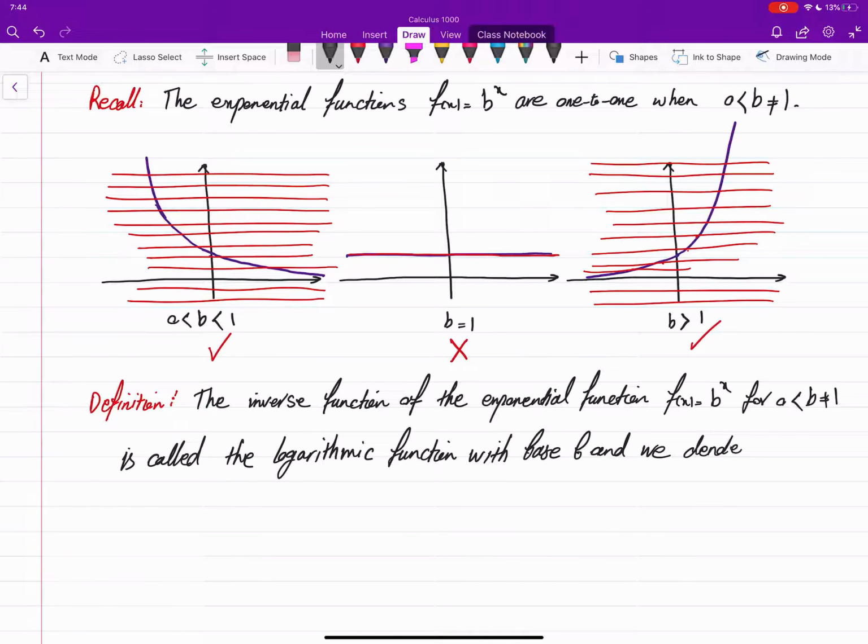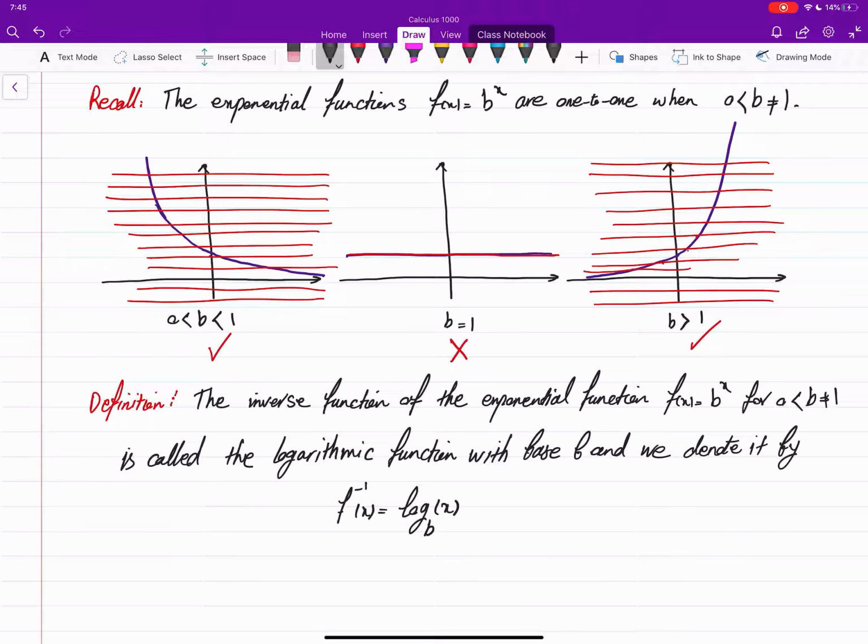by, so the inverse function of b to the power x, it's so important that we have a notation for that. Log b, that's the base, at point x. So this is f inverse of x. This is just a notation.